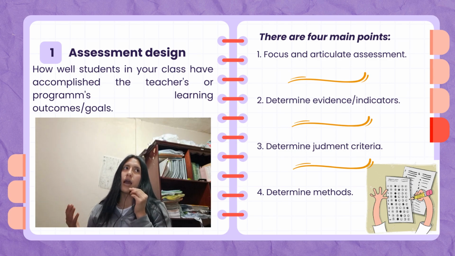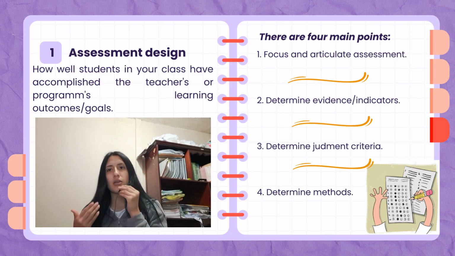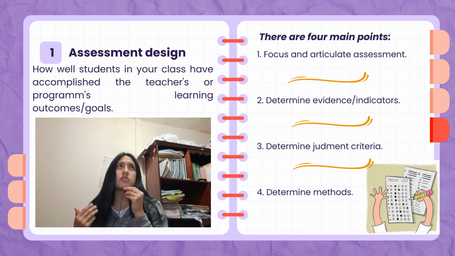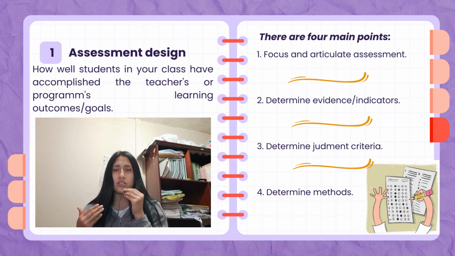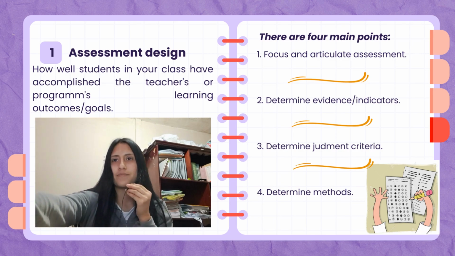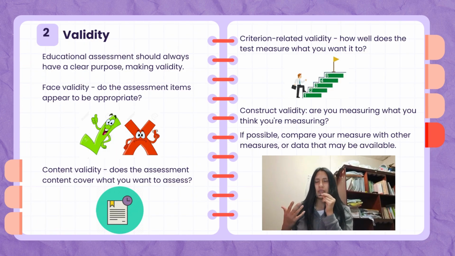And finally, we have determine methods. It is according to the teachers. So the teachers are going to use the best method for the students, the best method that can achieve the teachers' goals to improve their class. Okay, the next part is validity and reliability. So I'm going to start with validity.